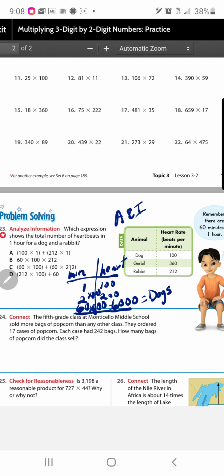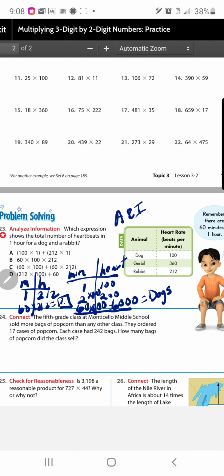And then of course you would do the same thing for the rabbit. Let me go ahead and set up a table over here on this side. Same thing, M for minute, H for heart rate. Remember that the rabbit's heartbeat in 1 minute is 212 beats. So we don't want it for 1 minute, we want it for 60 minutes. So we multiply 60 times 212, and that should give us our answer, right?